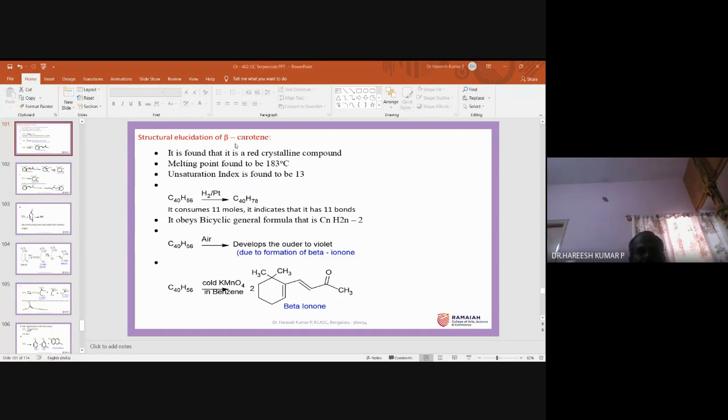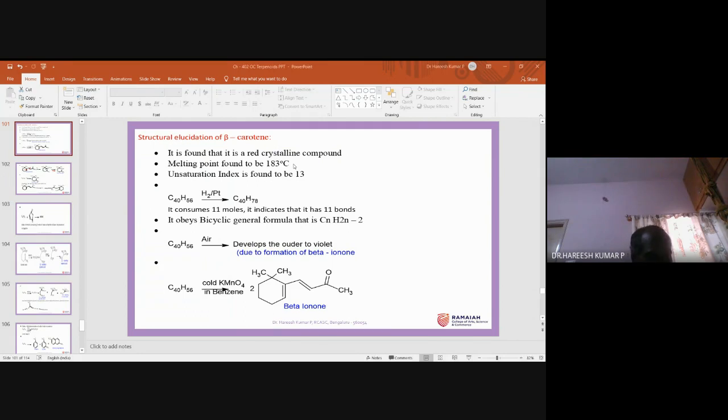Okay, so beta carotene is the major component present in carrot, and of course, it is also a terpenoid, more particularly a tetraterpenoid, the one having 40 carbon atoms. It is found to be a red crystalline compound. The melting point is found to be 183 degrees centigrade.